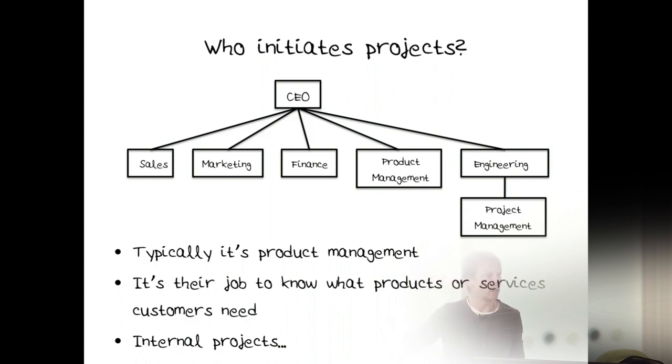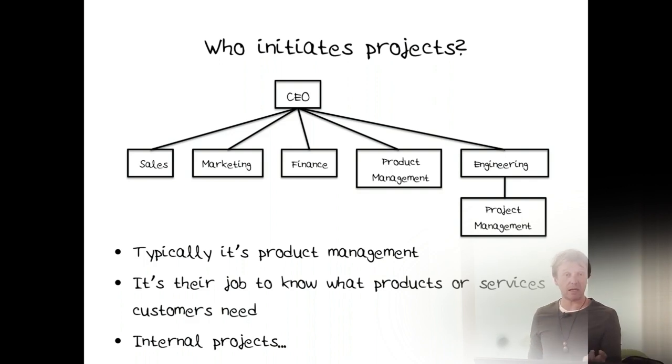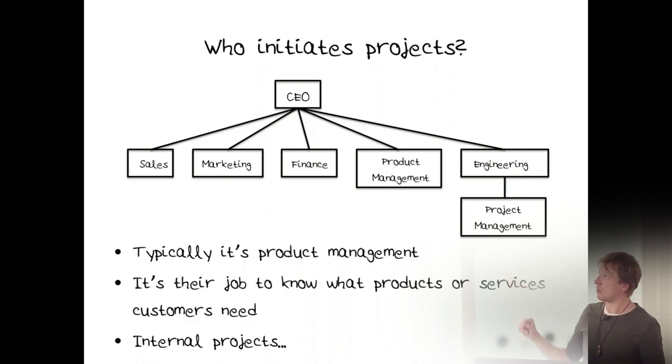Sometimes it could be internal projects. Sometimes it could be that the finance department sees that if we roll these numbers up differently and count this differently, it's better for us. We might be able to save something. So that initiated within another department. Or it could be engineering that says, if we do this, we'll be able to save you some money later on. But typically, it's the product side.